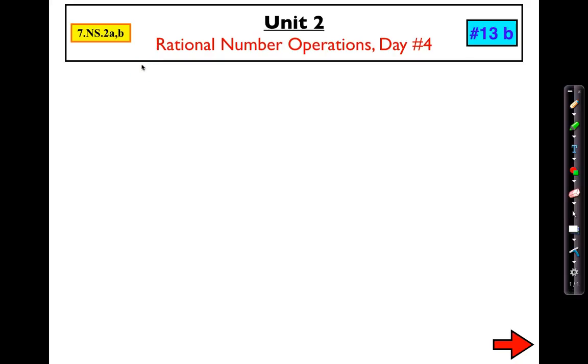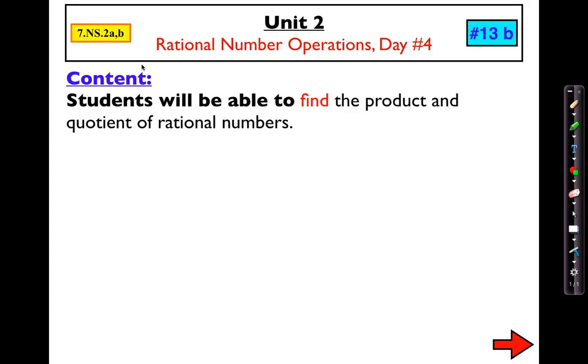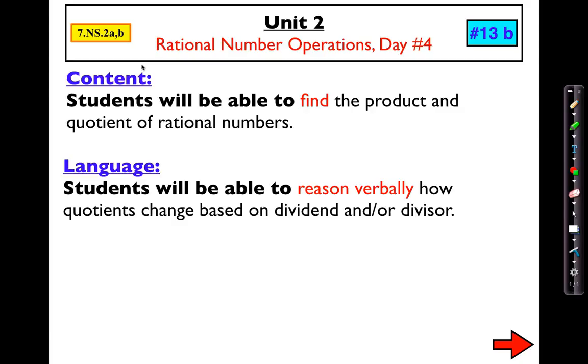Welcome back. Today we're going to be talking about rational number operations, day number 4. Obviously, this is a very important thing to know for 7th grade, so it's important that we feel comfortable before moving on. Our content objective is students will be able to find the product and quotient of rational numbers. Language objective is students will be able to reason verbally how quotients change based on a dividend or divisor.